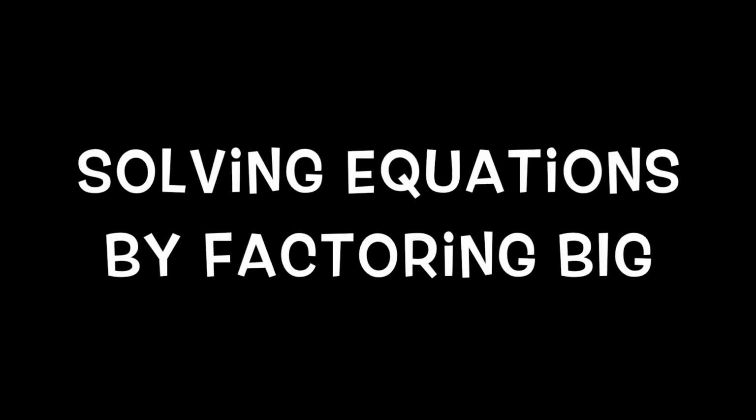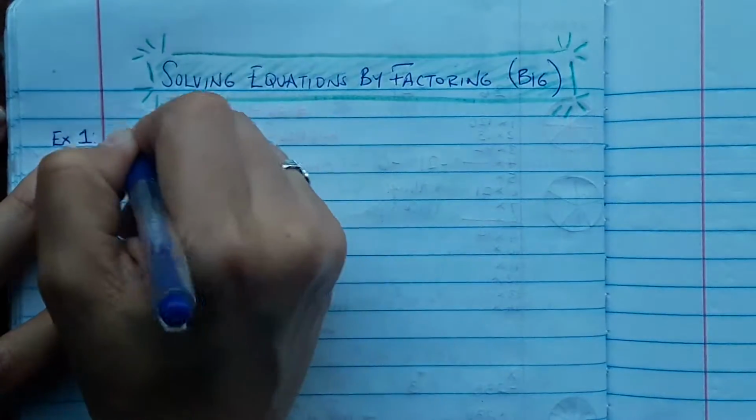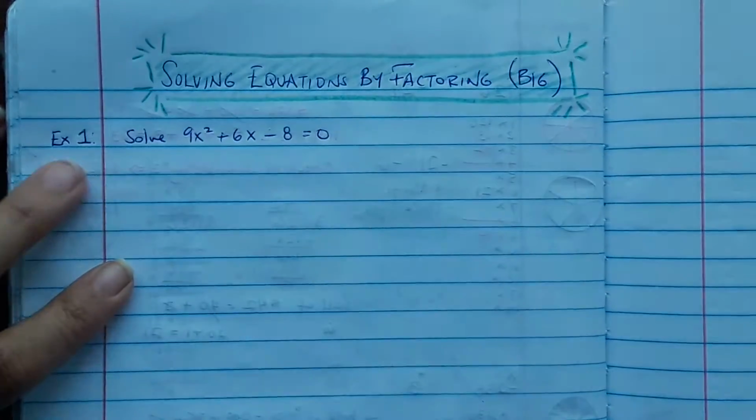We're going to take a look at solving equations by factoring, big numbers of course. So let's take a look at an example. Let's say we had 9x squared plus 6x minus 8 equals 0.